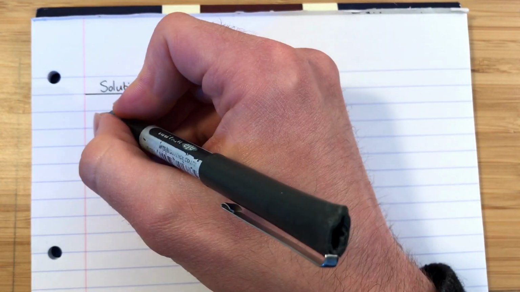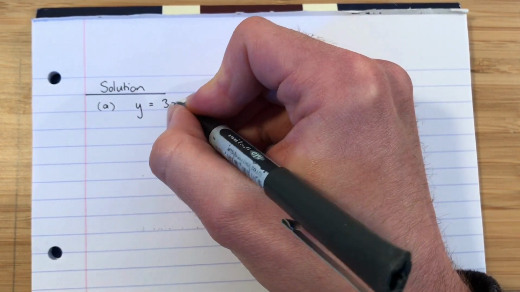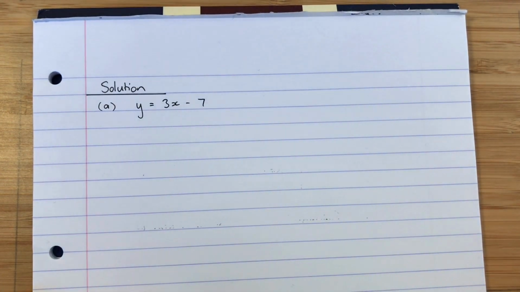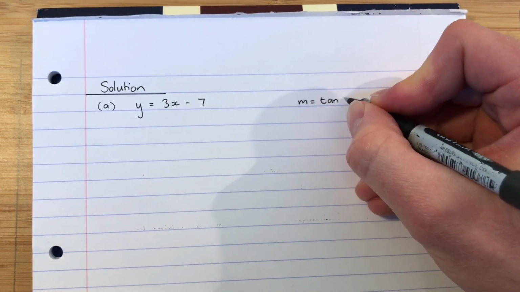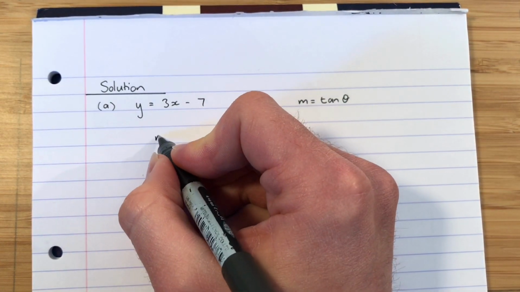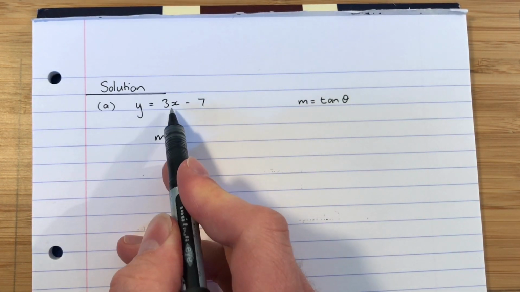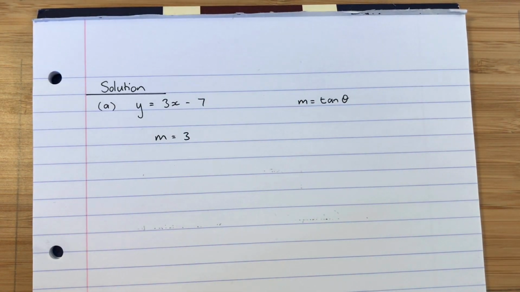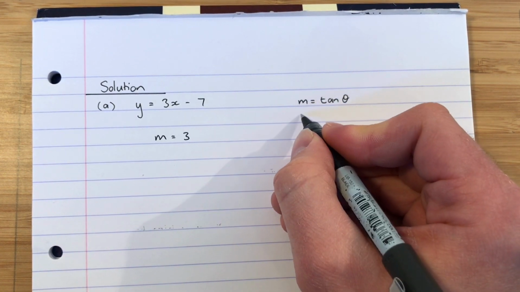Well, for part A, we were given the equation y equals 3x subtract 7. Now this question's made it quite easy for us. Remember, we're trying to find the angle that the line makes with the positive direction of the x-axis. So we know we are going to be using m equals tan theta. Now, we can see from inspection of this line that the gradient is clear. This is in the form y equals mx plus c. The gradient of the line is therefore 3. And this gradient of 3 can now be used in conjunction with this formula. The gradient is 3.